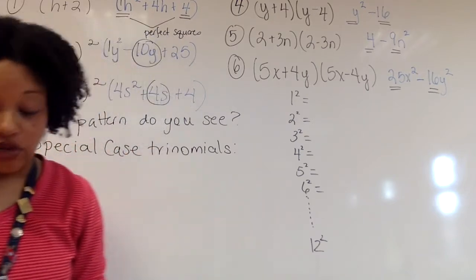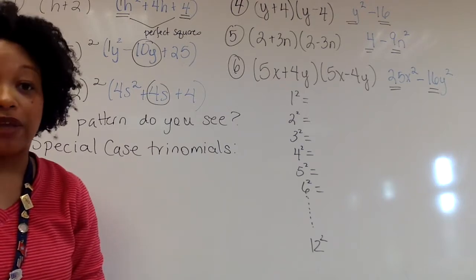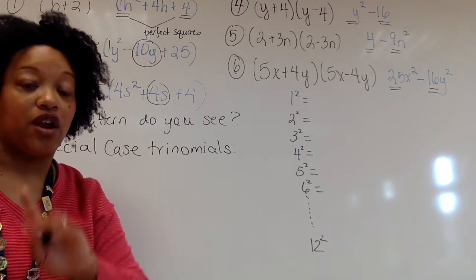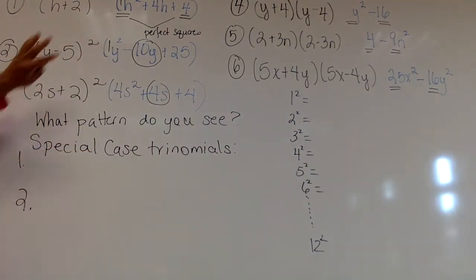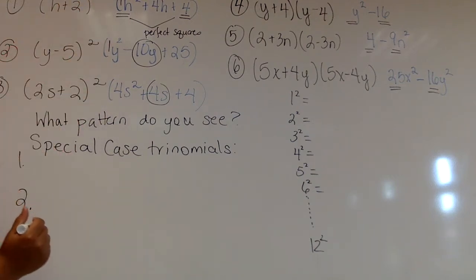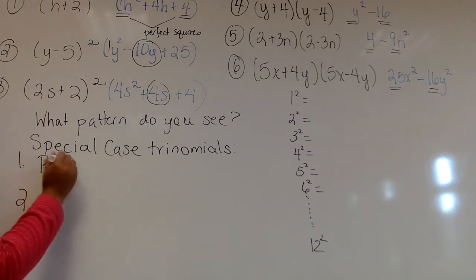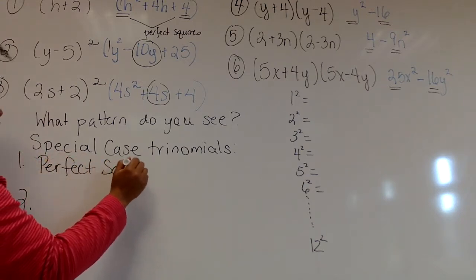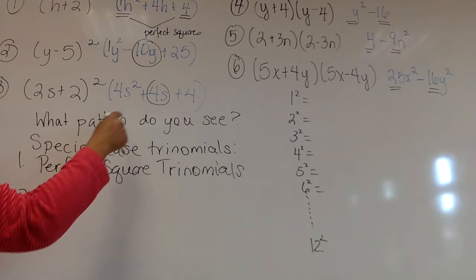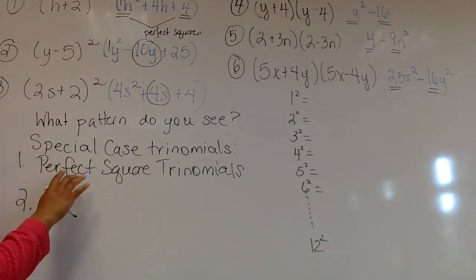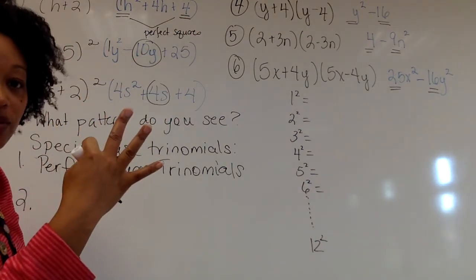Now, at the bottom of your notes, I tell you that your answers, your trinomials, represent two special cases. I didn't give you names for them earlier, but I'm going to give you names for them today. The first set that we did here, the first three, those special cases are called perfect square trinomials. Numbers 1, 2, and 3 are called perfect square trinomials. Perfect square, meaning they start and end with the perfect square, and trinomial because there's 3 terms.